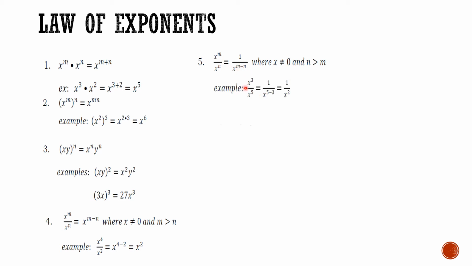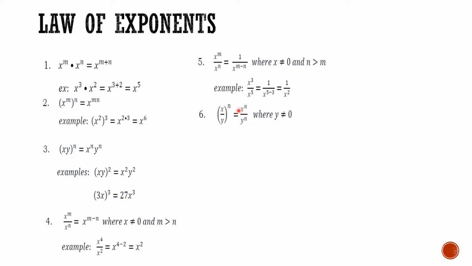Example, x cubed divided by x raised to the fifth power, this is equal to 1 all over, copy the base x, then instead of writing 3 first before 5, we just write the larger value, so 5 minus 3, then it is equal to 1 over x squared. This is now the value of dividing x cubed over x raised to the fifth power.